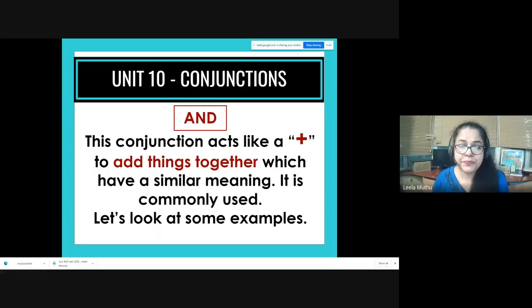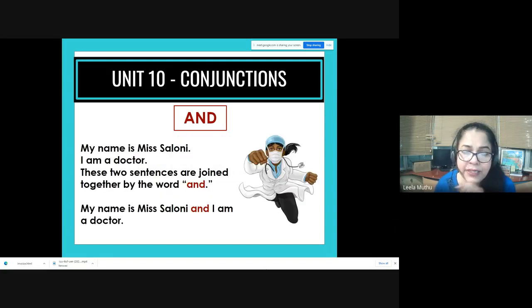All right. Now let's start off with the most common conjunction, and. This conjunction acts like a plus, which joins or adds things together, which are basically similar. And it is commonly used. Now let's look at different examples which illustrate the use of the conjunction and. Okay, so let's look at this.